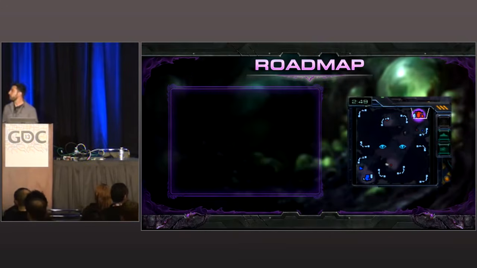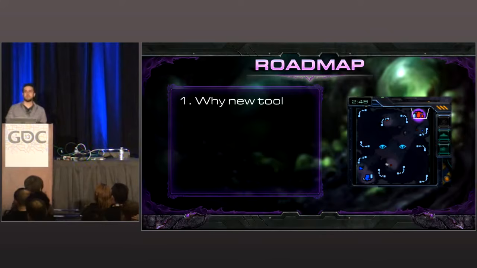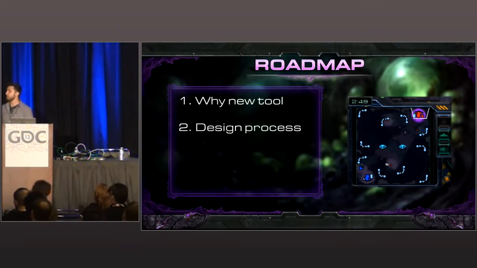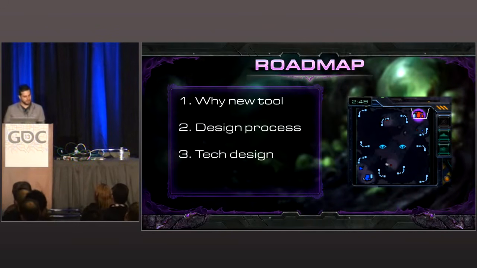We're going to go through 4 major topics as it relates to the cutscene system. First, we're going to talk about why we needed a new tool in the first place. We're then going to go over some of the design process we went through in the early days of the cutscene editor. I'm going to then talk about the tech design. And finally, I'm going to go over some of the lessons learned.